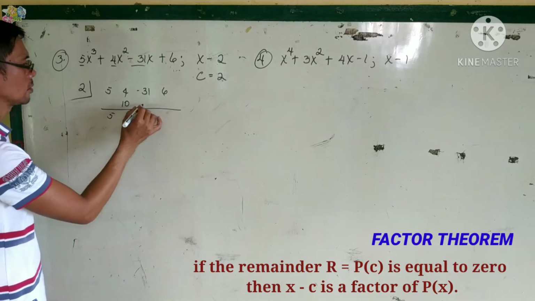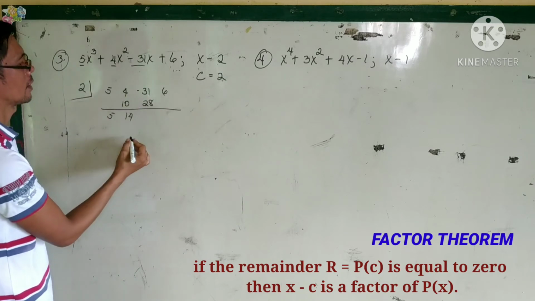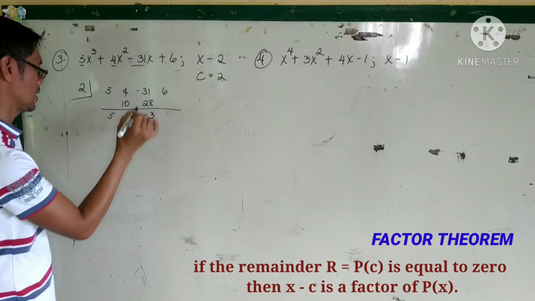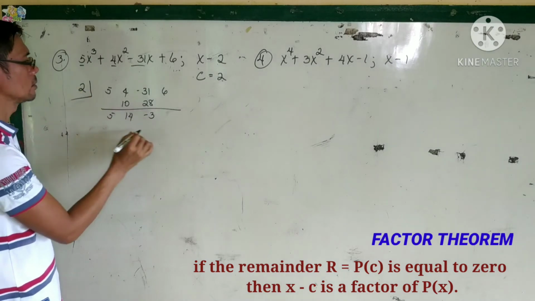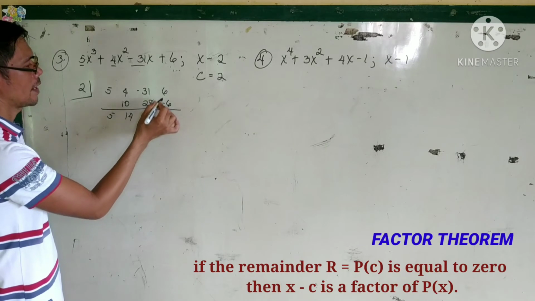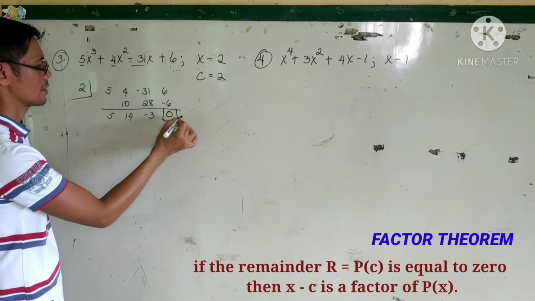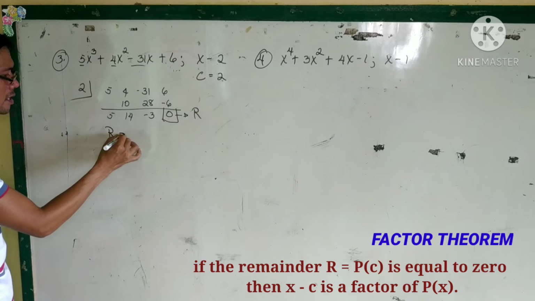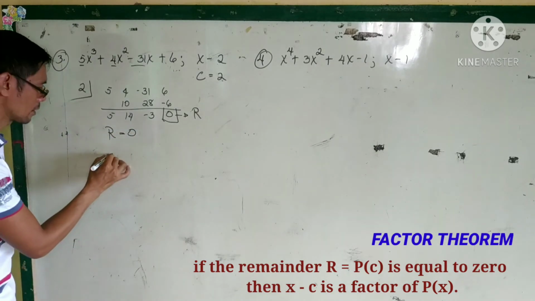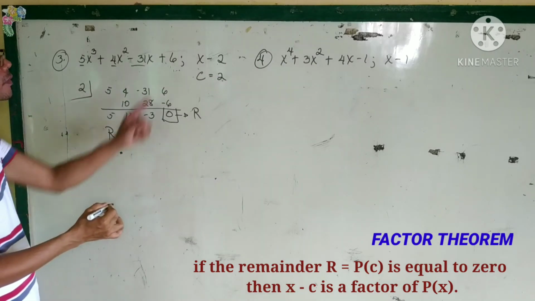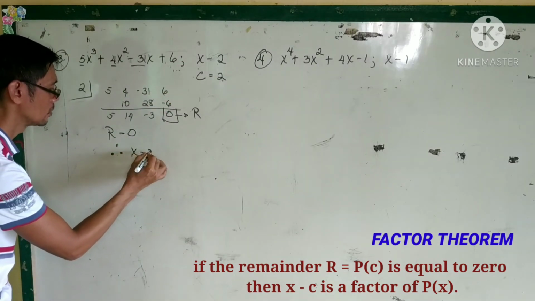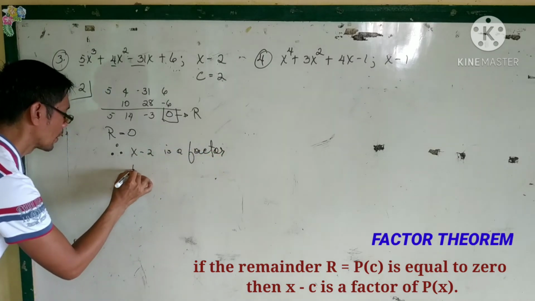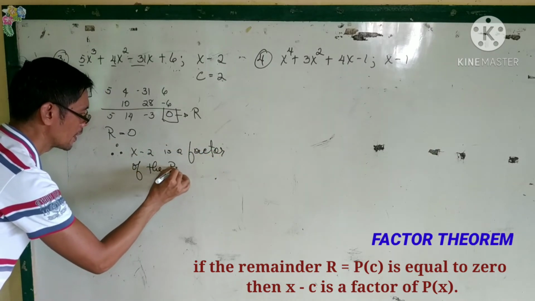Multiply 14 times 2, 28. Negative 31 plus 28, that is negative 3. Multiply negative 3 times 2, we have negative 6. And 6 minus 6, we have 0. Okay. Now, so the remainder is equal to 0. Therefore, our x minus 2 is a factor of the given p of x.